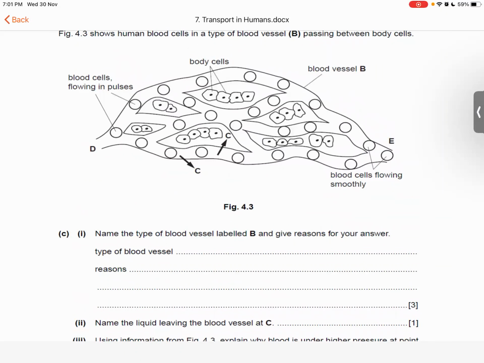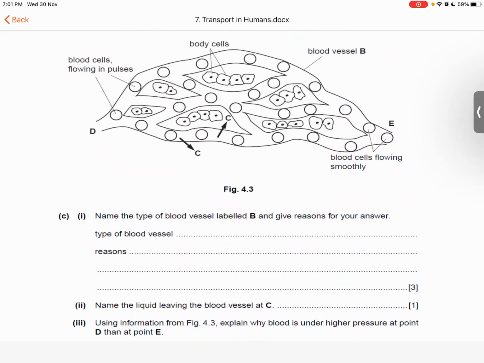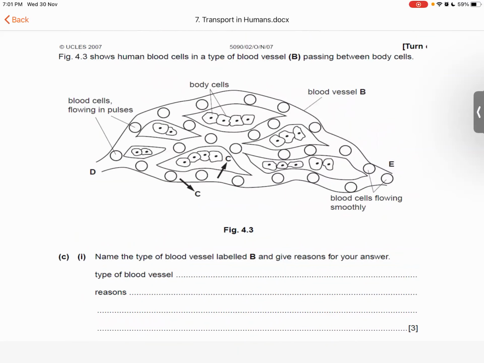Do I have to say the whole process? No, you don't have to say the whole process. Read the question. It asks why D has high pressure and E doesn't. You will say that the D end is the capillary end which is closer to the large arteries, and the large arteries are closer to the aorta and the aorta is close to the heart. So the pressure in this end will be higher.